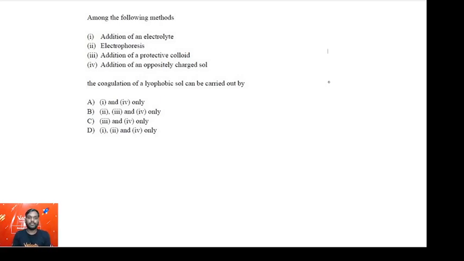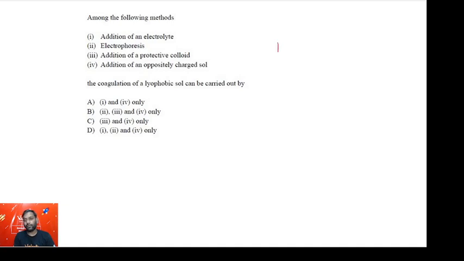The next question is, among the following methods, that is addition of electrolyte, electrophoresis, addition of protective colloid, or addition of an oppositely charged sol, the coagulation of a lyophobic sol can be carried out by. To coagulate a lyophobic sol, basically we have to remove the charge present on the dispersed phase particles.